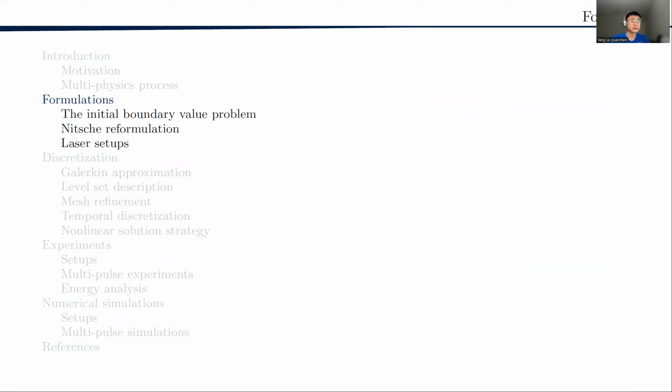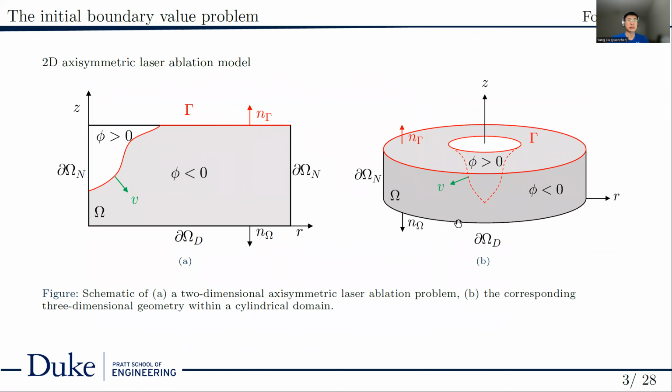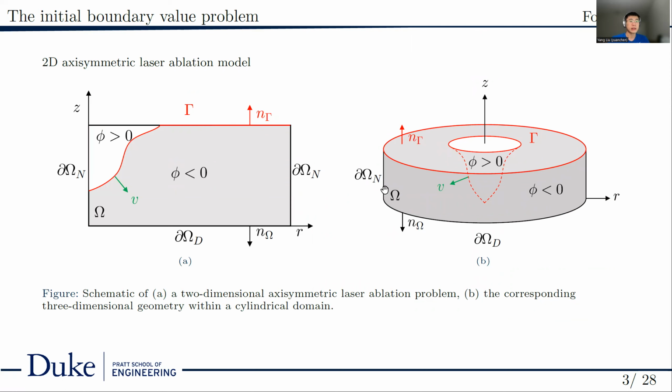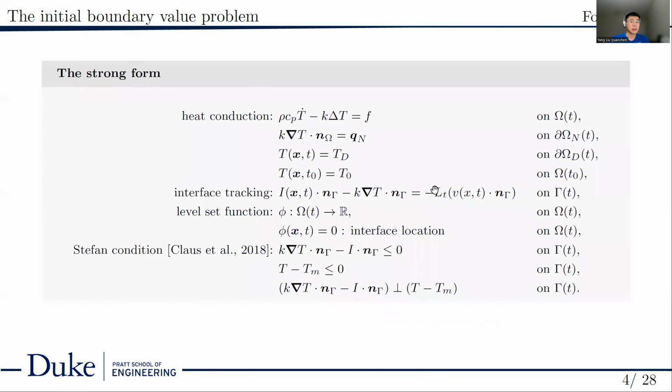Now let's look at the model for the problem of interest. In this work, due to the symmetry of the laser beam, we use the 2D axisymmetric model rather than the general 3D cylindrical model, as subfigure B shows here. The strong form of the initial boundary value problem is listed in these slides, where we have heat conduction with boundary conditions and initial condition. And on the top surface, there is laser energy flux, where LT here means the latent heat.